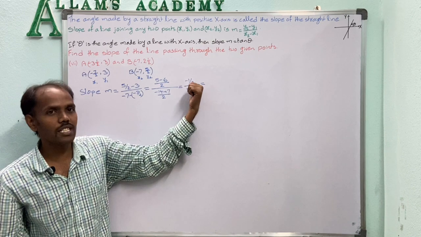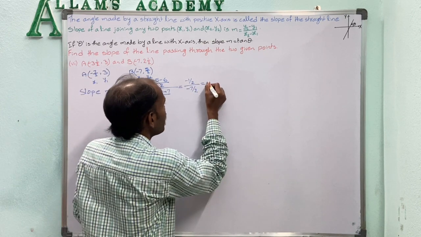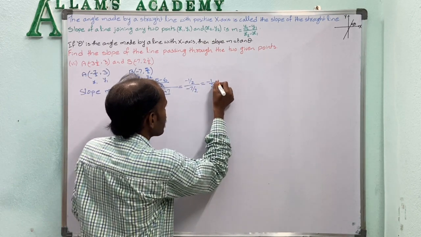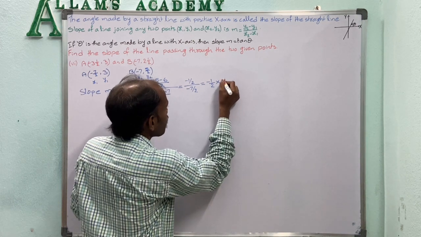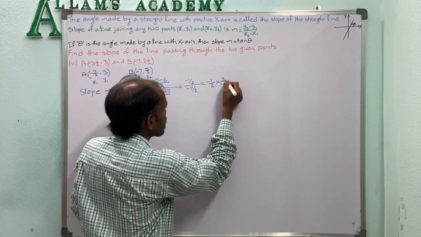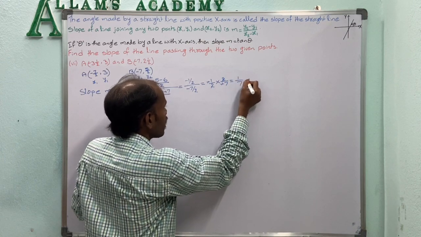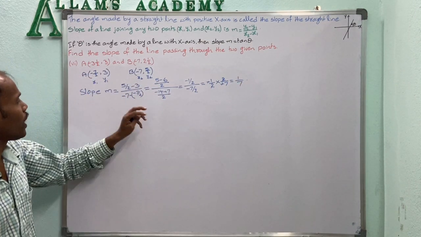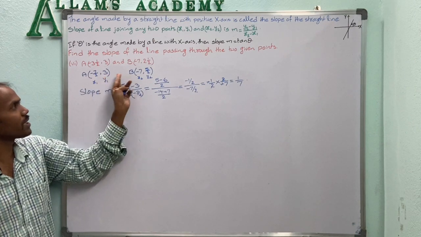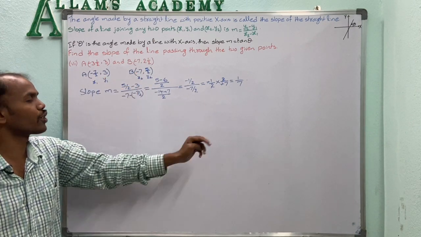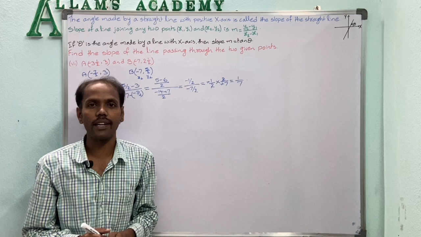So by its reciprocal we have to multiply, that is nothing but 2 by 7. So minus 1 by 2 into 2 by minus 7, 2 gets cancelled, minus minus gets cancelled, that is 1 by 7. So the slope of the points minus 7 by 2 comma 3 and minus 7 comma 5 by 2 is 1 by 7.